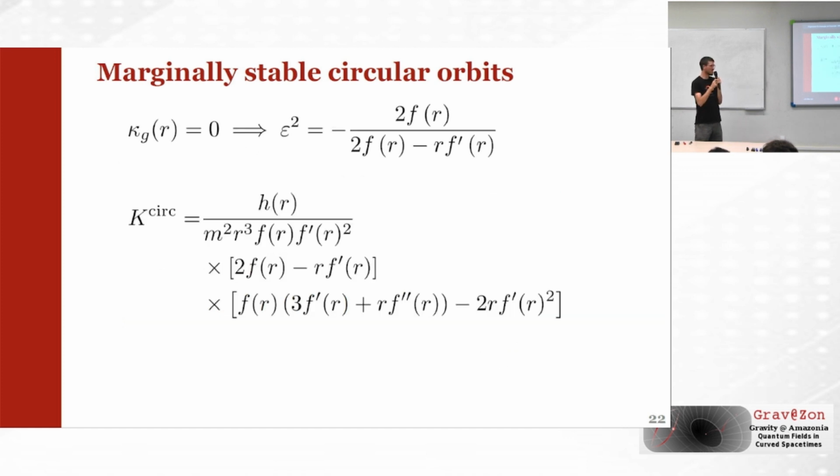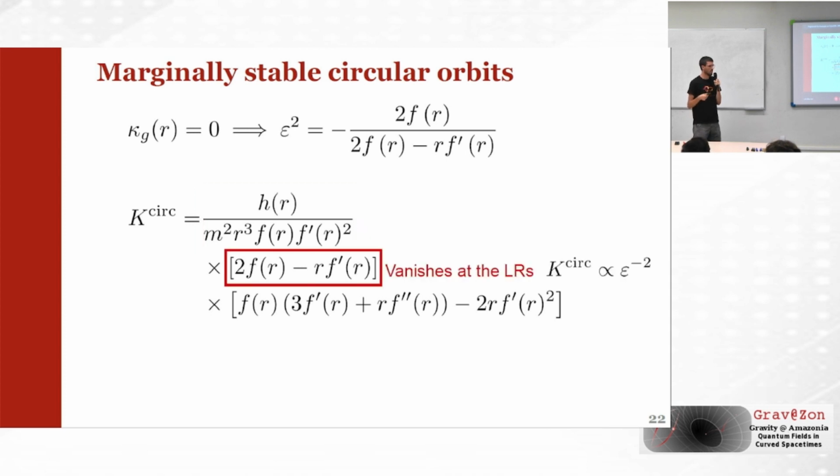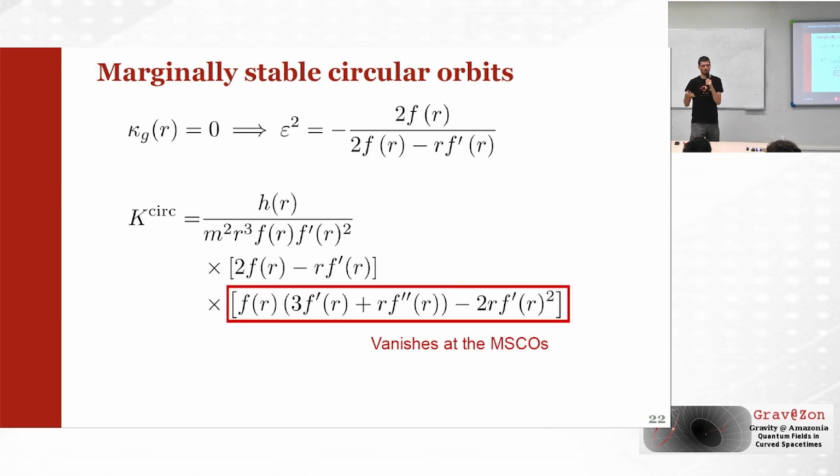So we can insert this result for the energy into the expression for the Gaussian curvature. And what we get is essentially a product of three different terms. The first one will always be positive outside the horizon. The second one will vanish at the light rings, which is expected because the Gaussian curvature goes like 1 over epsilon squared, and epsilon squared diverges at the light rings. And the final term will give us what we want, which are the marginally stable circular orbits.